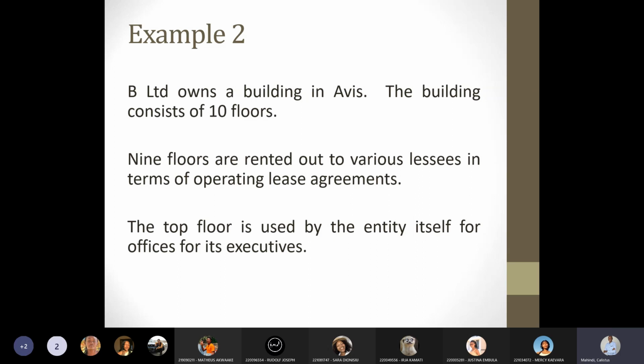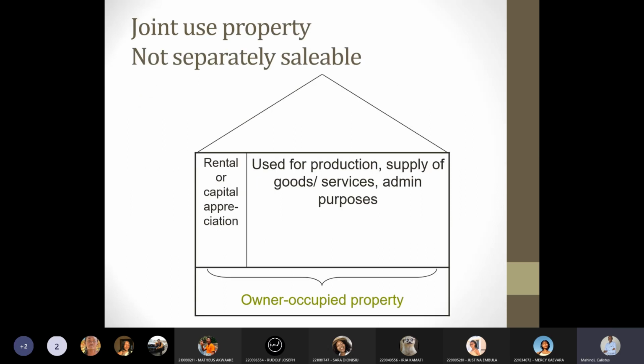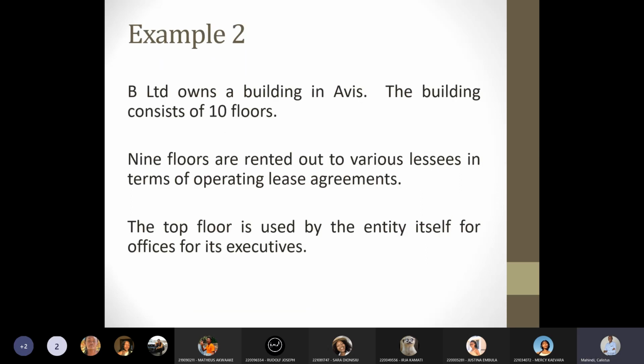So in this instance, it meets the definition of a joint use property, but since a significant portion is rented out, this entire property will be classified as investment property.